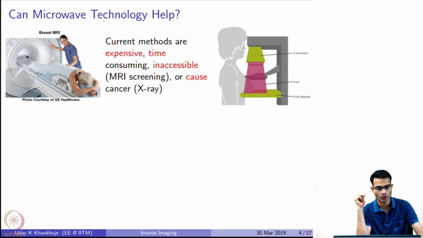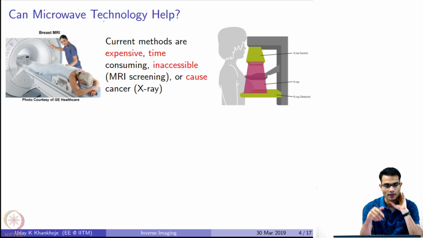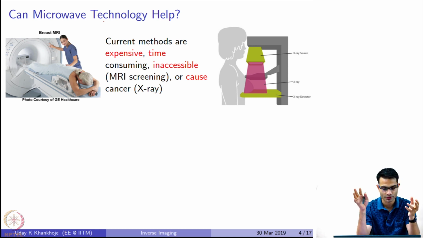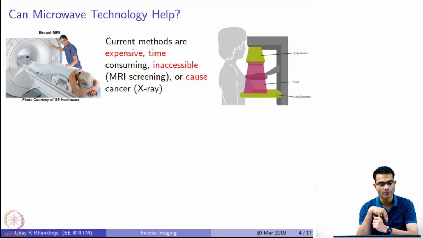So let's look at how things are done currently. One is of course MRI. We all have heard of the wonders of MRI technology. It produces very accurate and precise images of any part of the human body, not just breast tissue, but any. And that's one way. The other way, shown on the right, is what is called X-ray, which is also something you are all familiar with.